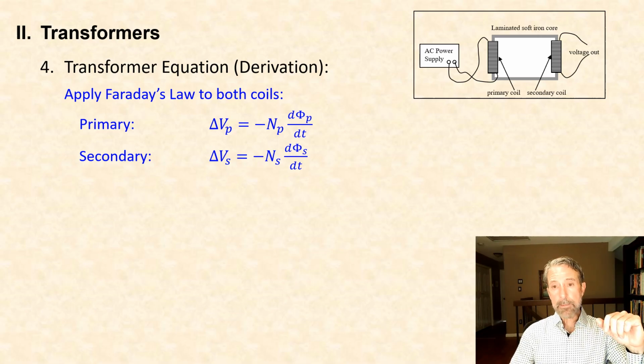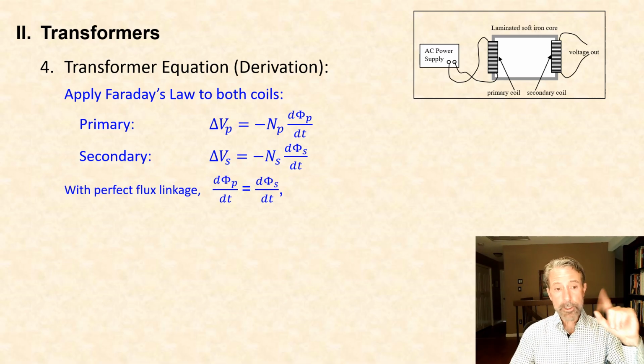Now, another assumption that we make in an ideal transformer, and that's where we make this assumption to come up with this equation. One of the assumptions we make is that we have perfect flux linkage. In other words, all of those magnetic field lines that are generated in the primary coil are linked through the soft iron laminated core to the secondary coil. So all the magnetic field lines in one coil must penetrate the other coil. And this is what we mean by perfect flux linkage.